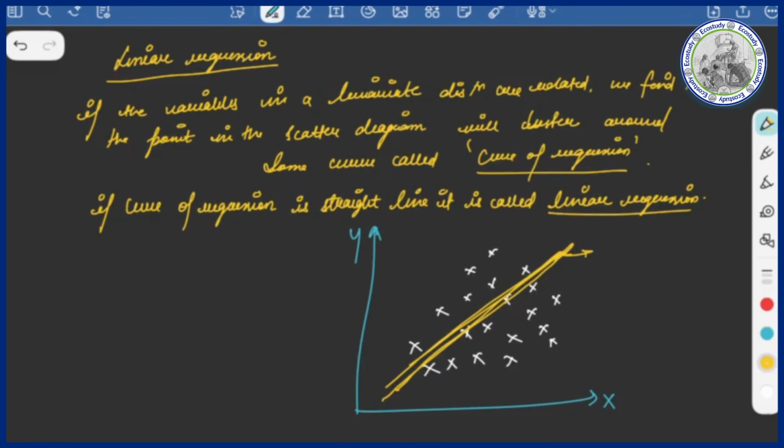And what does it mean? The line of regression, this is what we call linear regression, the line of regression. Okay, what does it mean? It means that the line of regression is the line which gives the best estimate to the value of one variable for any specific value on the other variable.